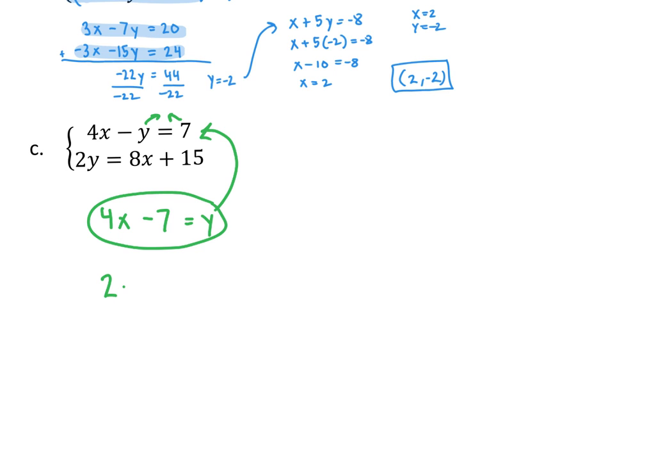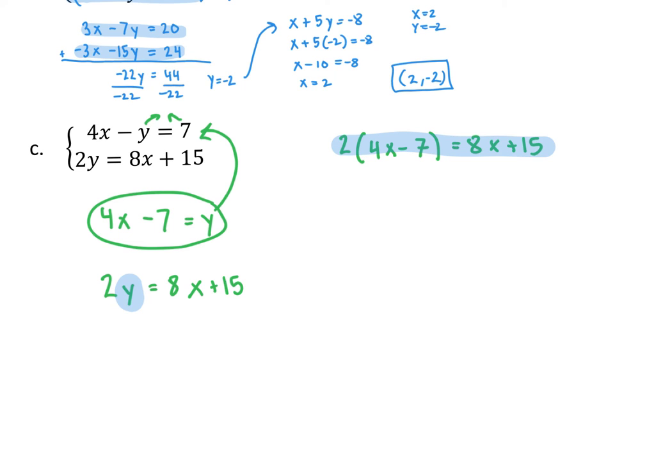Now I have 2y equals 8x plus 15. All right, let's see. We know our y is 4x minus 7, so 2 times that equals 8x plus 15. Now notice with the substitution, I now have an equation that no longer has 2 variables, it just has 1. That's the point of substitution.